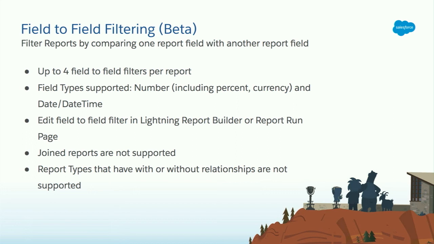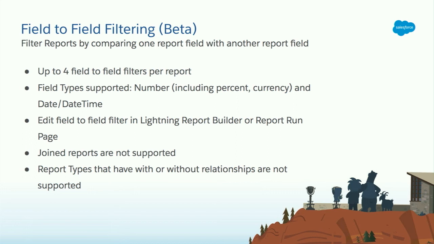And you can edit a field-to-field filter in the Lightning Report Builder or on the run page. So let's say you have a user that doesn't have edit access to the report, but they can still edit that field-to-field filter, pick another field basically to filter on the run page.